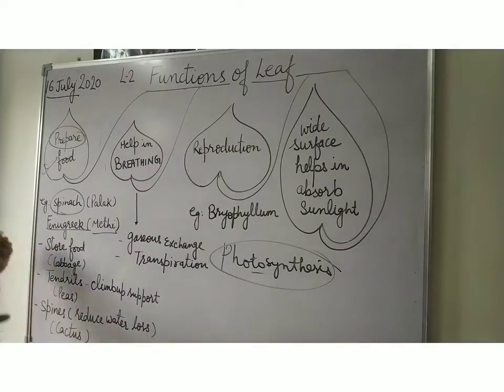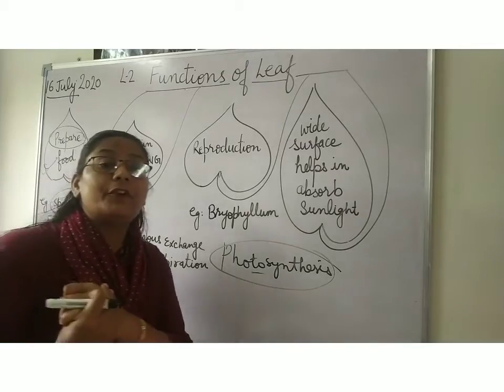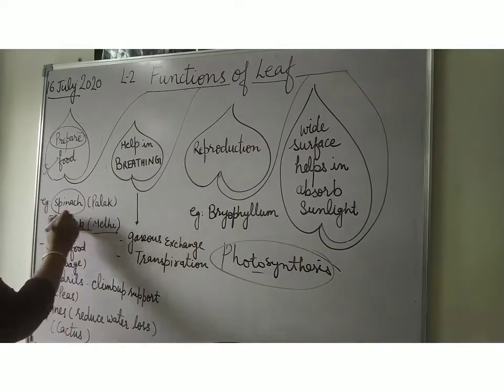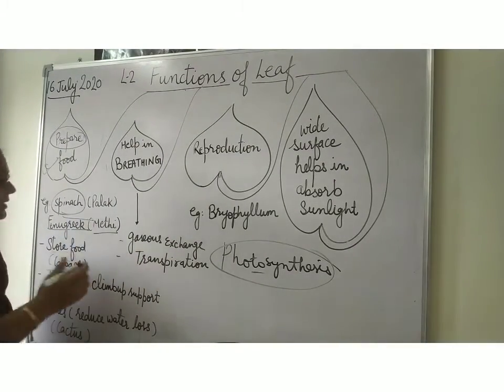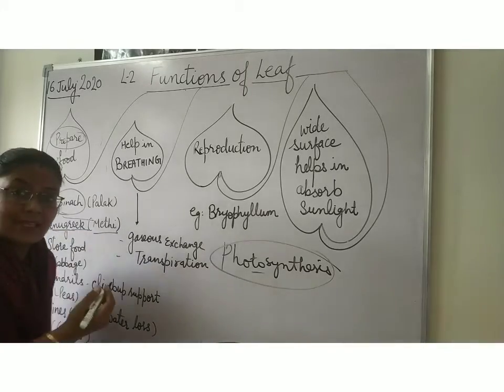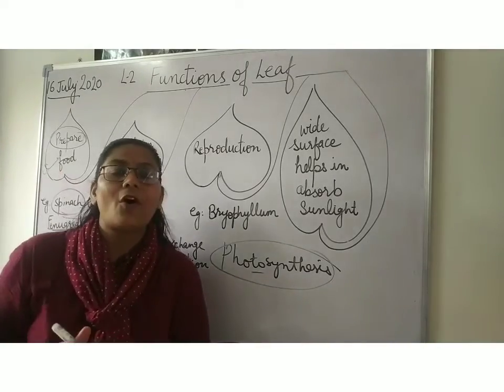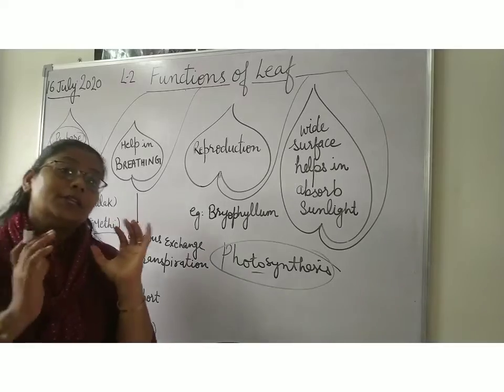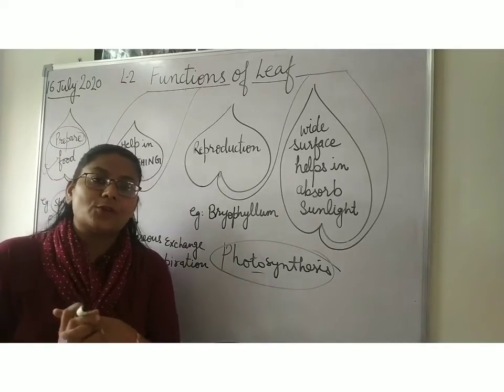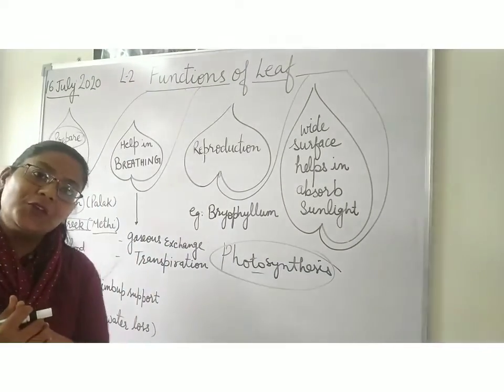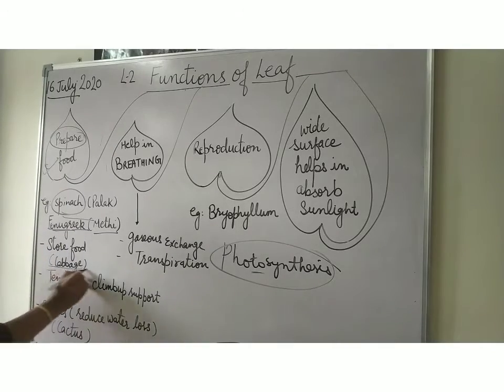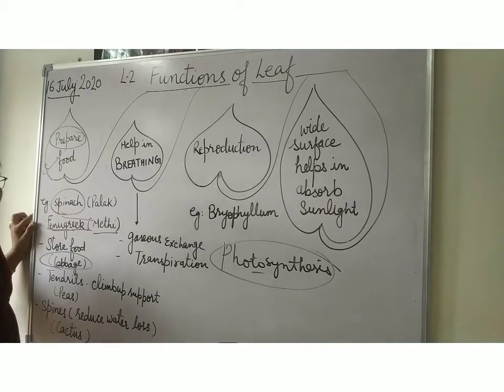Okay. So we eat the leaves in different forms, like palak, spinach. We eat fenugreek, methi. We make vegetables of all these leaves. So they store food in the leaves also, which we can use. Such as cabbage. Cabbage is also an example.